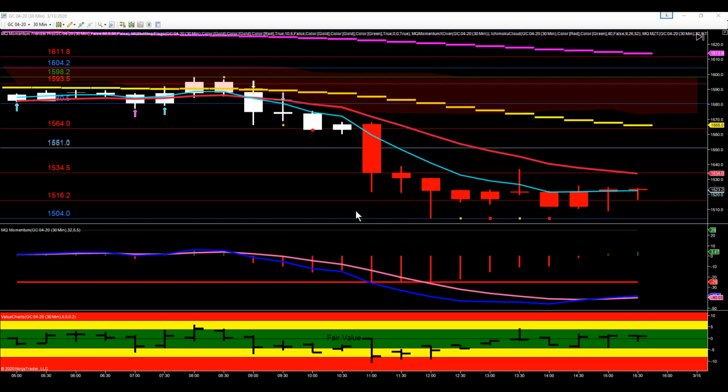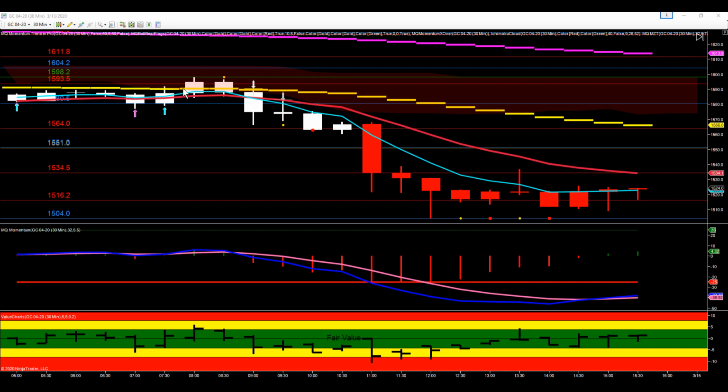Let's take a look at the smackdown we put on gold this morning. This is our 30-minute chart. I put our gravity lines on so that we could see them because these happen to be important to our trade for the day today. You can see that we were initially just kind of moving sideways.